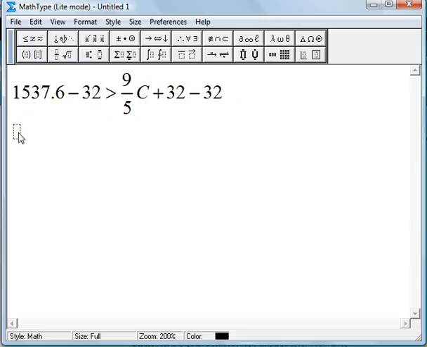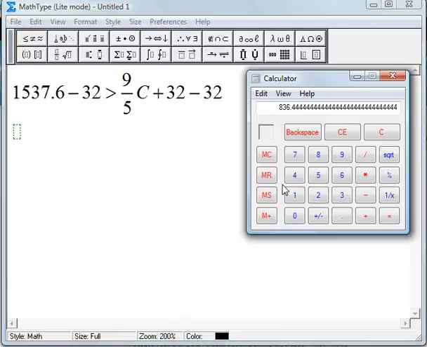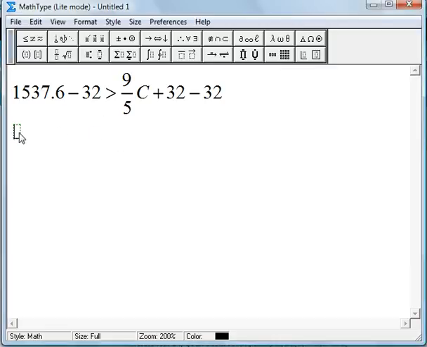Okay, so now on the left side, we need to simplify this. So let's use our calculator. And we're going to have 1537.6 take away 32. And we're going to have 1505.6 on the left side of the inequality. On the right side of the inequality, we're going to have 9/5 C.